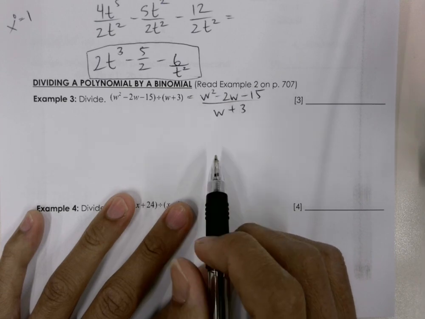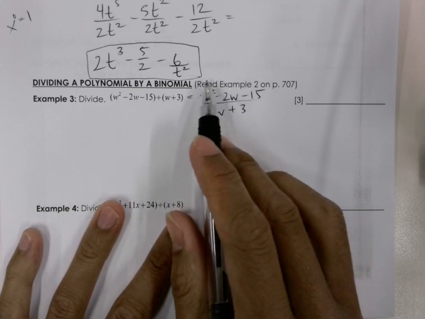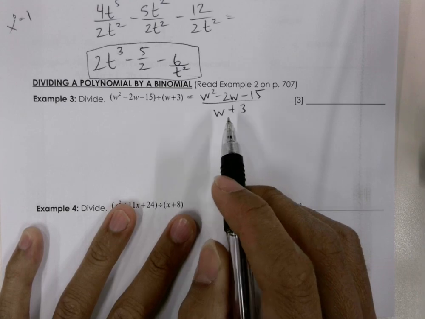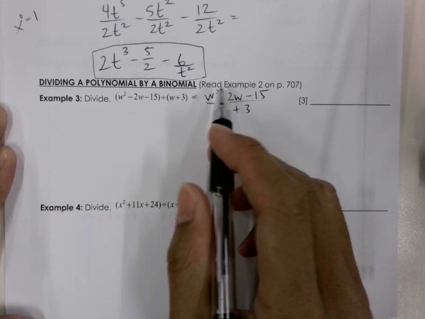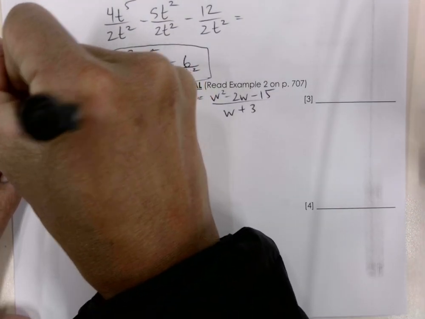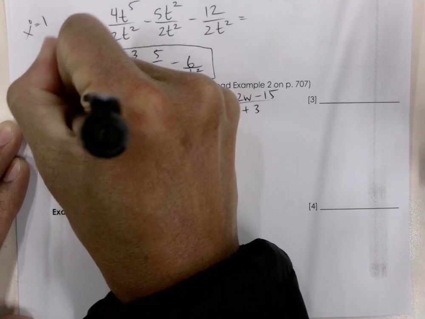We have a w squared, and we could factor it, right? And once we factor it, then we can cancel out and simplify. So how do we factor that numerator? Well, we know how to do that. Let's go ahead and write it over here on the side. It's w squared minus 2w minus 15.